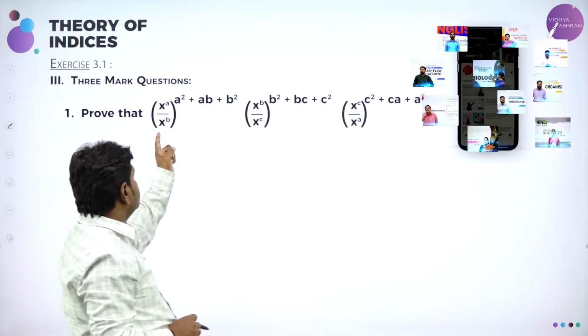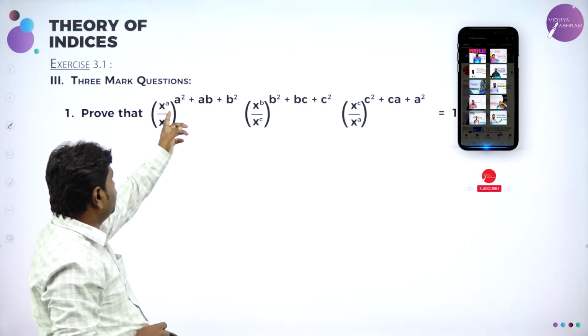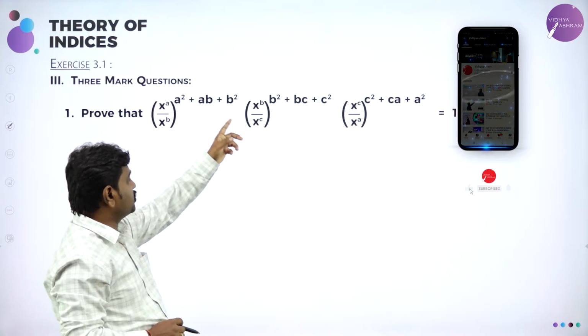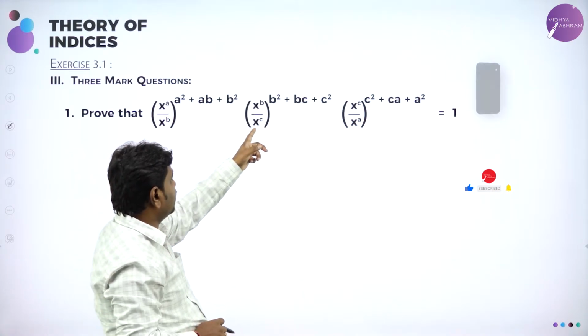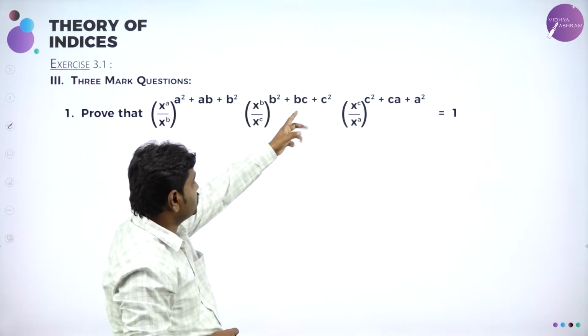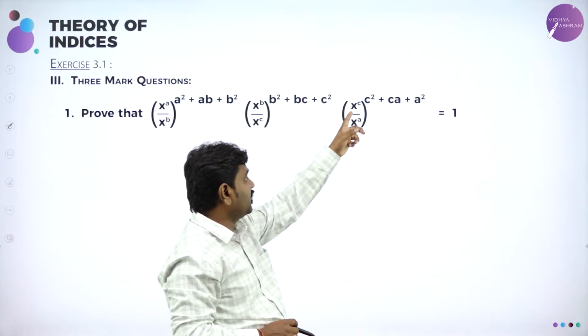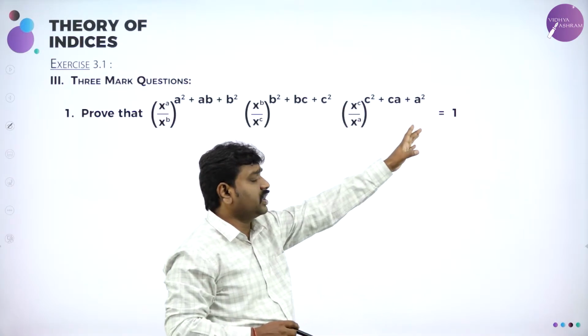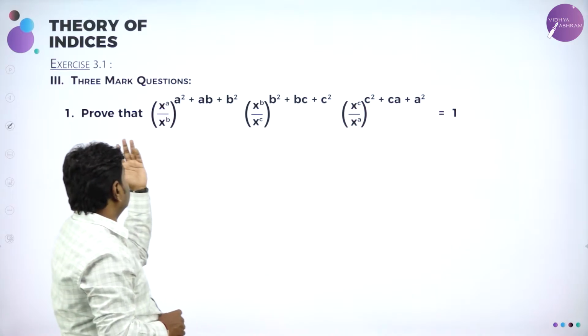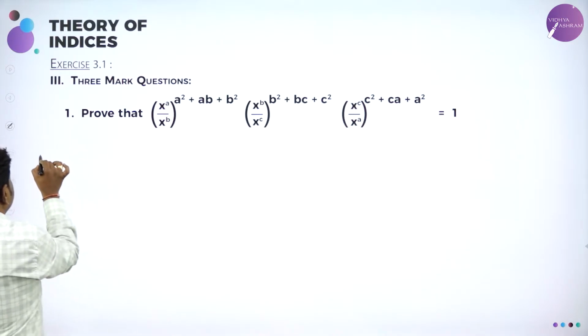Prove that (x^a / x^b)^(a square plus ab plus b square) into (x^b / x^c)^(b square plus bc plus c square) into (x^c / x^a)^(c square plus ac plus a square) is equal to 1. Take LHS and arrive at RHS. These are all standard 3 markers.